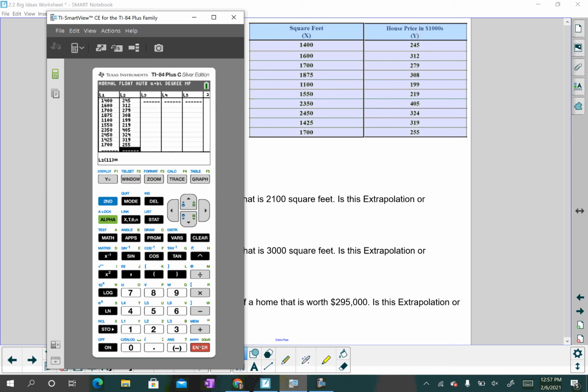Okay, so again, double check that you've got 10 values in both your L1 and in your L2. If you don't have your data in there yet, hit pause, and then you'll be ready to move on to the next step.